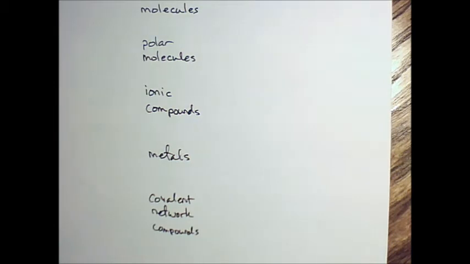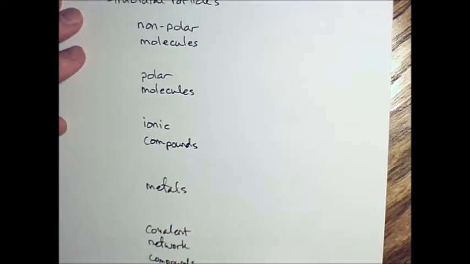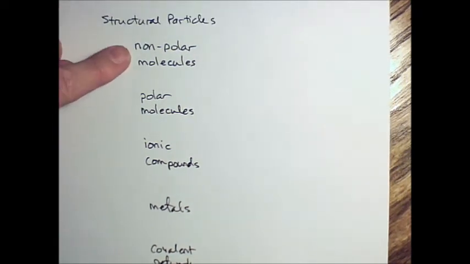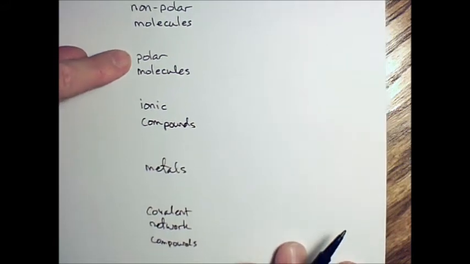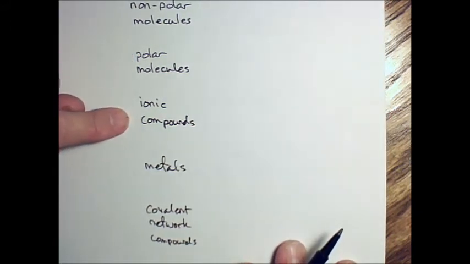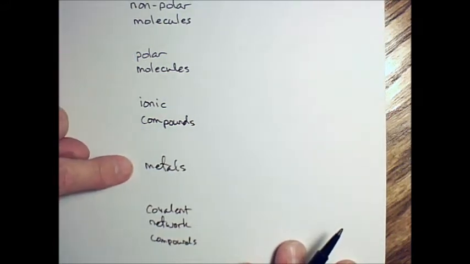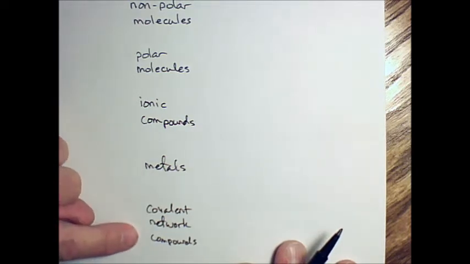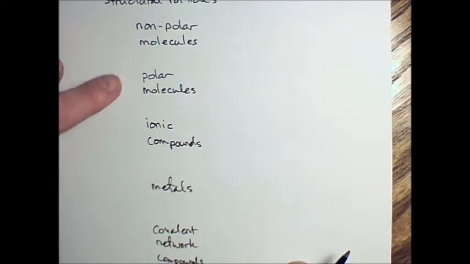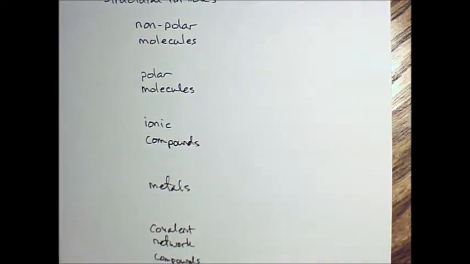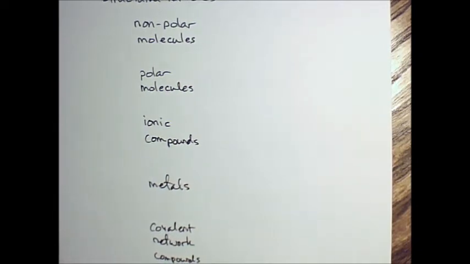So we have these 5 categories of structural particles: nonpolar molecules, polar molecules, ionic compounds, metals, and covalent network compounds. And in this class, you're expected to be able to classify a compound into one of those 5. And you need that to be able to figure out something else we're going to learn about today and then again on Monday. Okay?